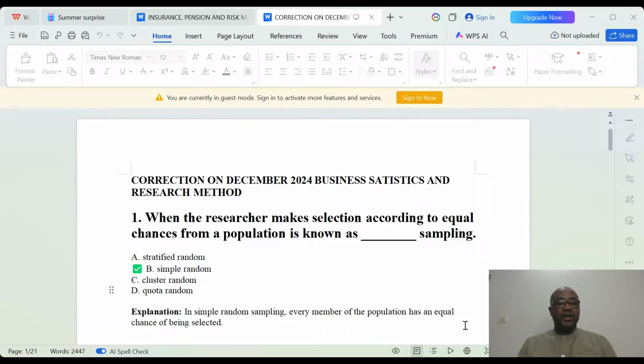Having said that, we see from the options that B is the answer. The answer to the question is simple random sampling. So when the researcher makes a selection according to equal chances from the population, what is being considered is simple random sampling. We have said that before, that every member of the population has an equal chance of being selected. That's what goes on in simple random sampling.